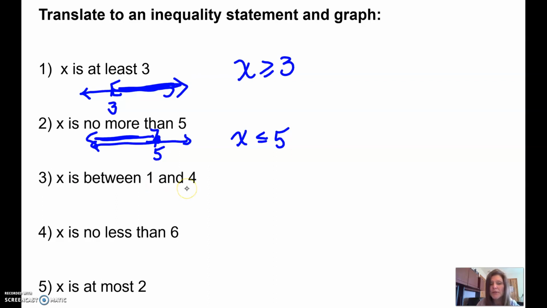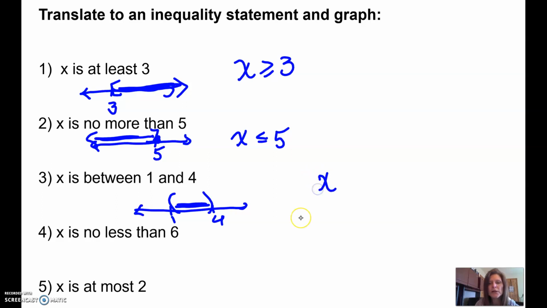All right, now if it's in between, let me look at that graph. So here's 1 and here's 4. I want to be in between. I don't want to be either 1 or 4. I want to be in between it. So I don't want to include them, I'm going to use parentheses or those open circles. So that's what the graph would look like.